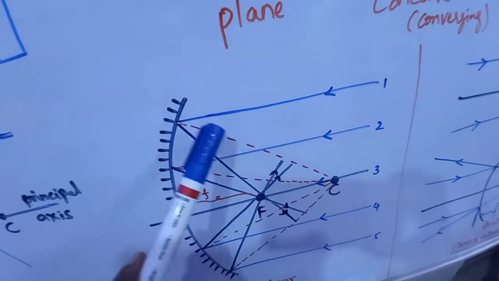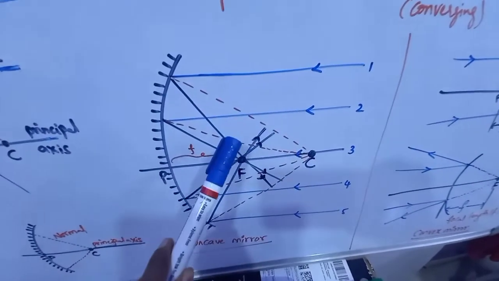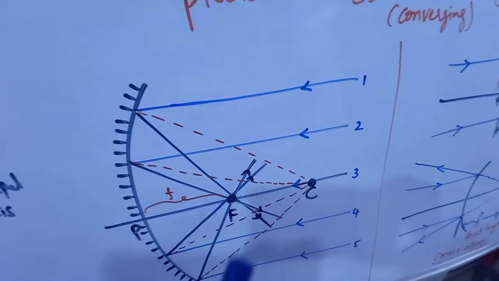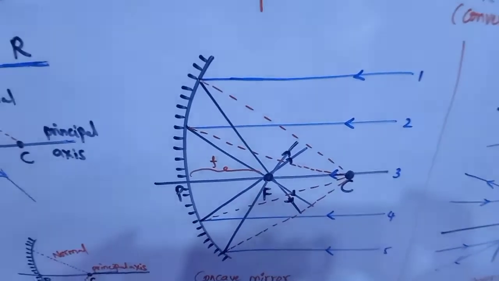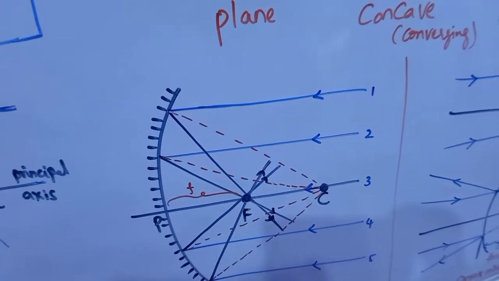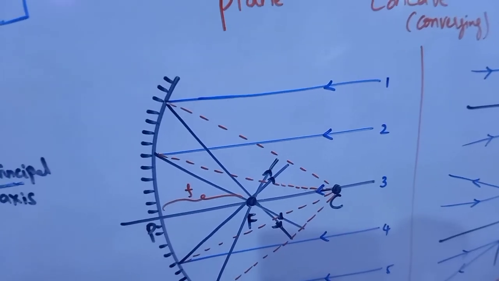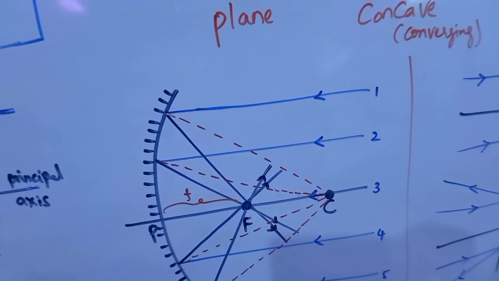I have shown the normals also with the red dotted lines, and all the reflected rays are converging at a point. Now this is called the principal focus. It is represented with the capital F, and from here again we have to measure the distance of this spot from the pole of the mirror.